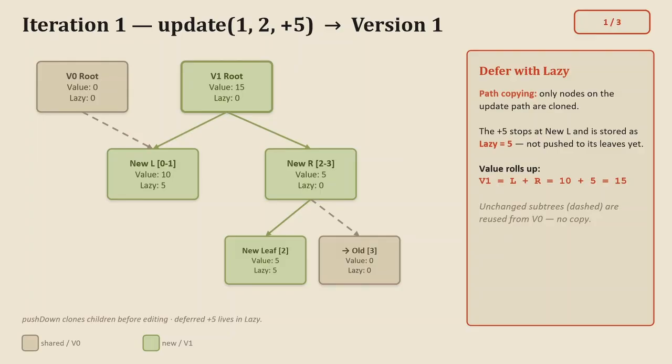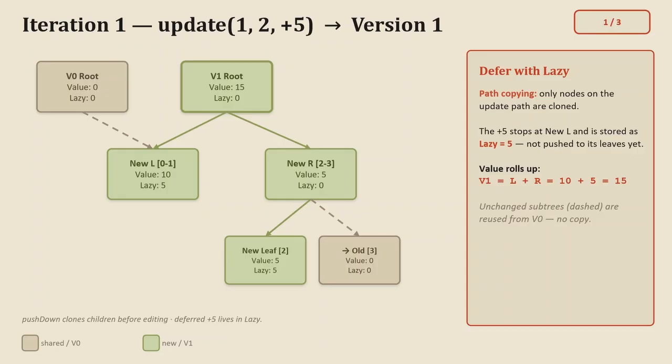When we create version 1, here we change indices 1 to 2 and add 5. In the initial version root, we added 15 because there are three nodes below it that we had to change. And when we went to the left, the query range fully overlapped the indices, so we just added the value and added a lazy element 5.